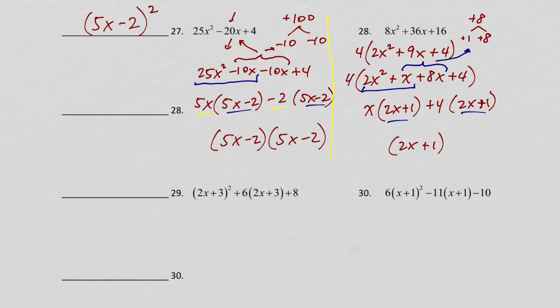And it's leaving behind x plus 4, but just be very careful. Don't forget that 4 that's sitting there. You'll get the problem wrong. So the answer is 4 times 2x plus 1 times x plus 4.